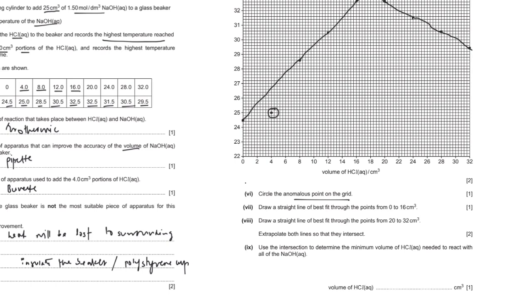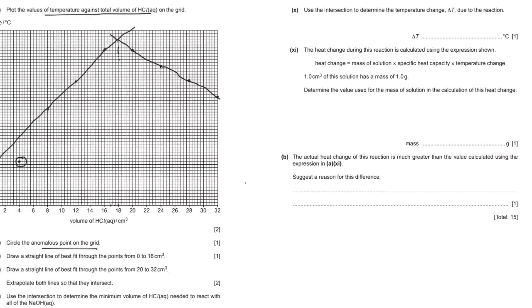So use the intersection to determine the minimum volume of HCl needed to react with all of the NaOH. So that is basically the intersection point. If you just drop down from here, this is the line that is coming. This is coming at 18, but it's actually 17.4. 17.4 is something over here. This is 17, right? It will come somewhere here. Because I haven't drawn the straight lines, that's why there is a slight error. So the answer is actually 17.4. If you do it, I'm sure you will get it.